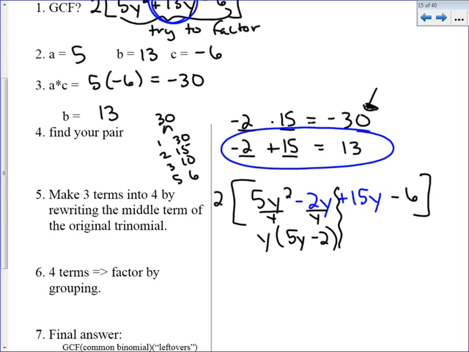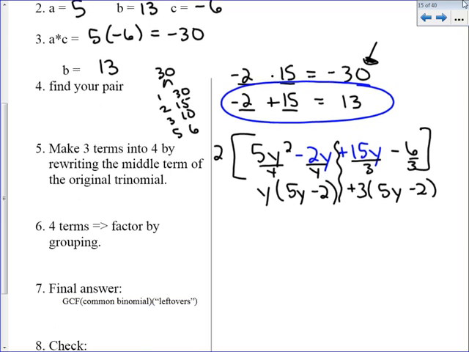And then what's the greatest common factor for 15y minus 6? 3. I'm not changing the sign, so I'm going to use a positive 3. If I factor it out, it's going to be 5y minus 2. So then my final answer from my grouping is 5y minus 2, y plus 3, and don't forget that 2 needs to be out front.